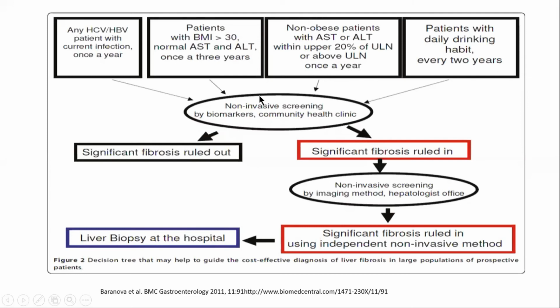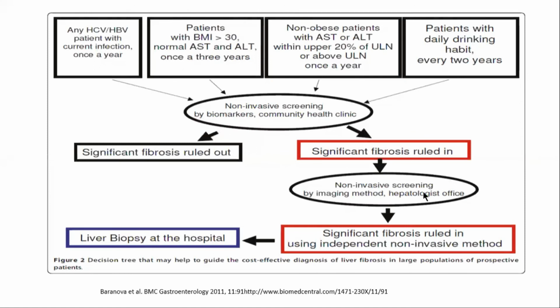especially biomarkers. Biomarkers can rule out the fibrosis. They can rule out or rule in, but stages cannot be defined. If the fibrosis is ruled out, then okay. But if the fibrosis cannot be ruled out, then non-invasive screening should be done by imaging methods, as we have shown.